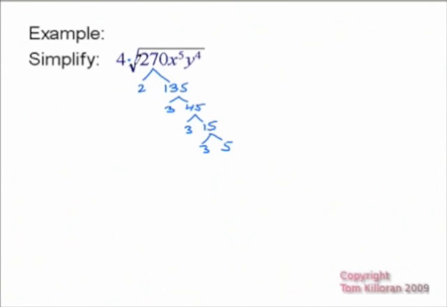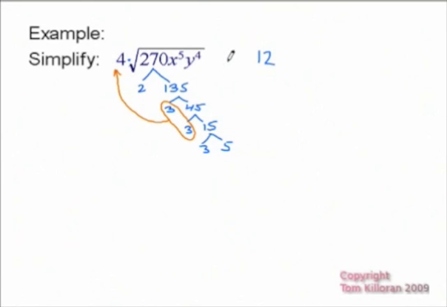Since this is a square root, what we're looking for is pairs of numbers. Well, there's only one pair. There happens to be this pair of 3's. So we're going to take a single 3 out, and it has to multiply that 4 there. So when it does that, you're going to get 12.